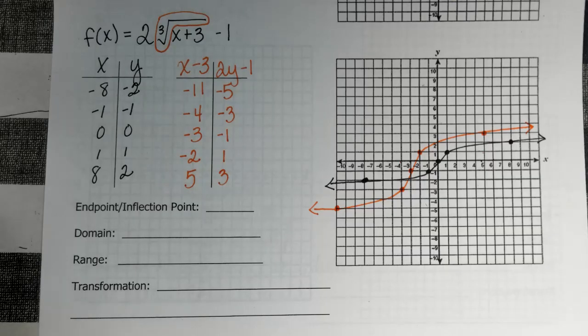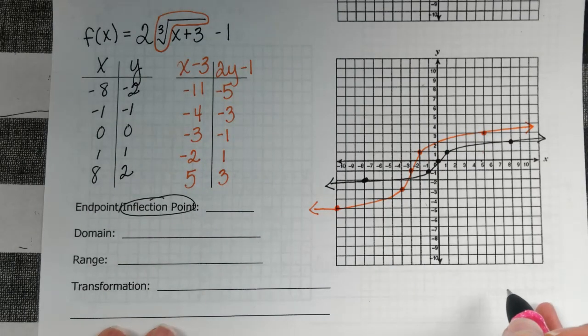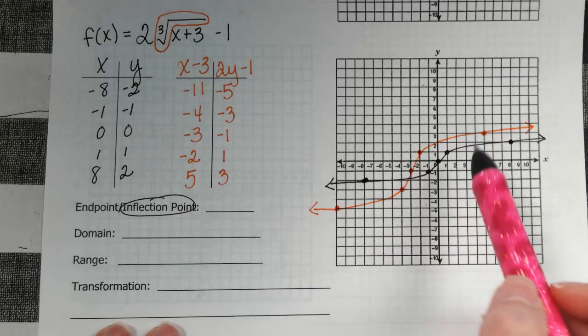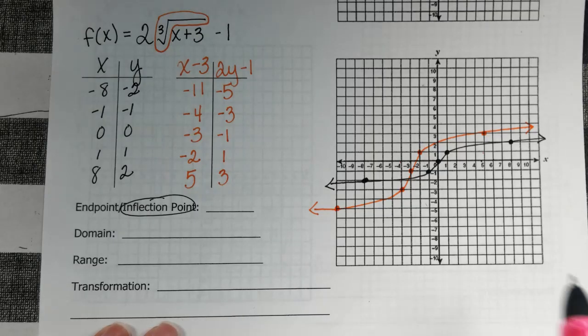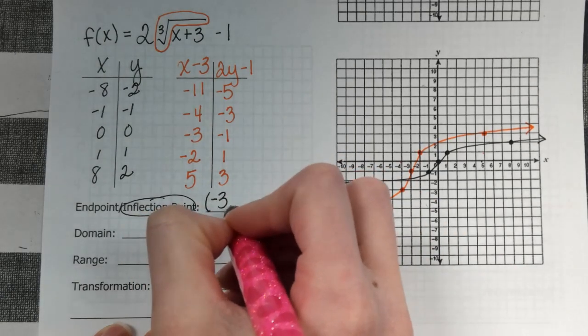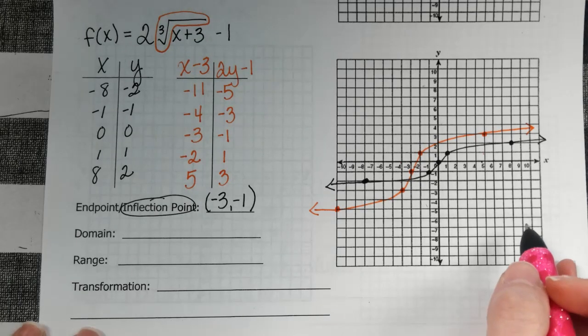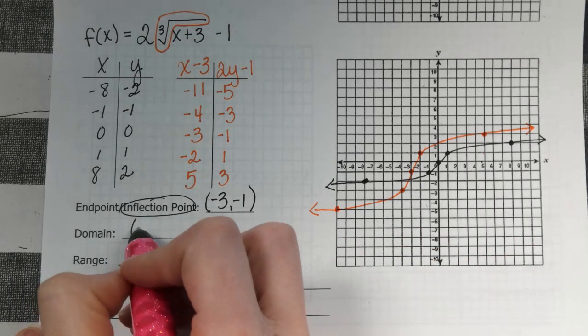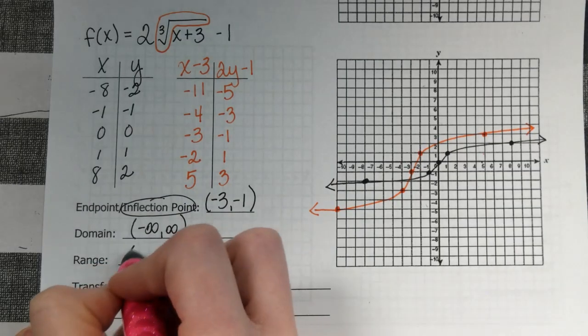Do I have an endpoint or an inflection point? Inflection point. Neither. Okay, now your inflection point is where your graph changes direction. That's what we talked about. It was the middle of your graph at 0, 0 for your parent function. So where is it for my transformation function? Negative 3, negative 1. It is in the middle. And what's my domain? Negative infinity, infinity. Good. And then my range? Negative infinity, infinity.